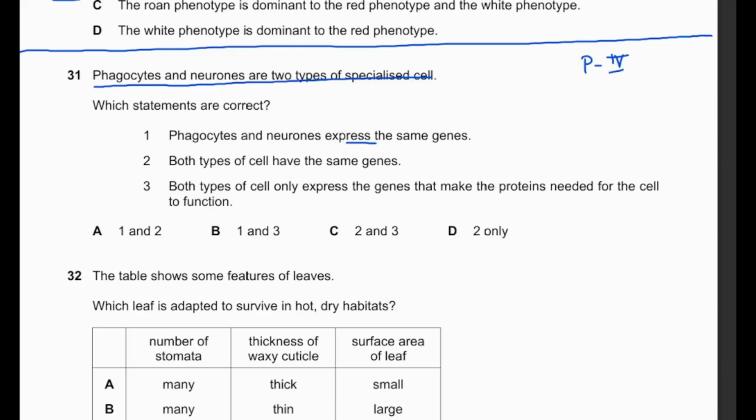Neurons expressing the same gene and having the same gene is a completely different statement. They have the same gene, yes. But both types of cell only express the genes that make the protein needed for the cell to function. The function of the phagocyte is to engulf the pathogen. Neuron function is to transmit signals, and they make proteins according to their function. It's true. So the answer is 2 and 3 here. Moving to the next one.